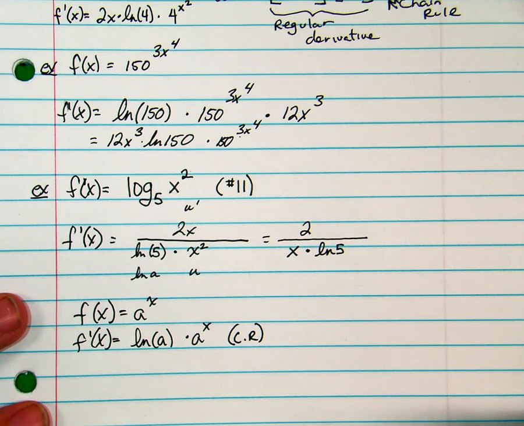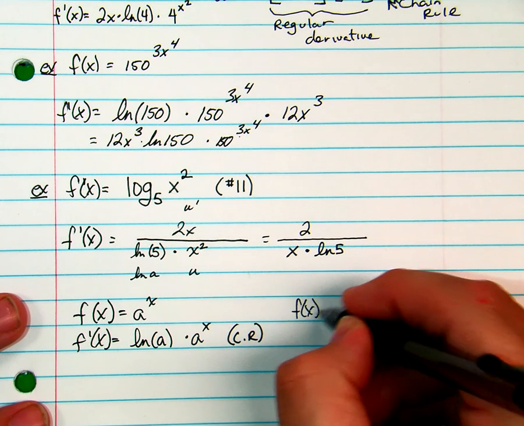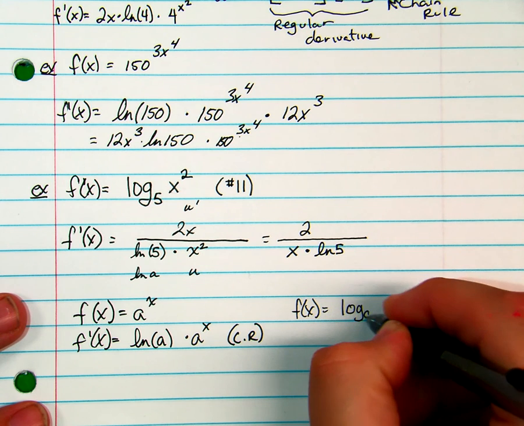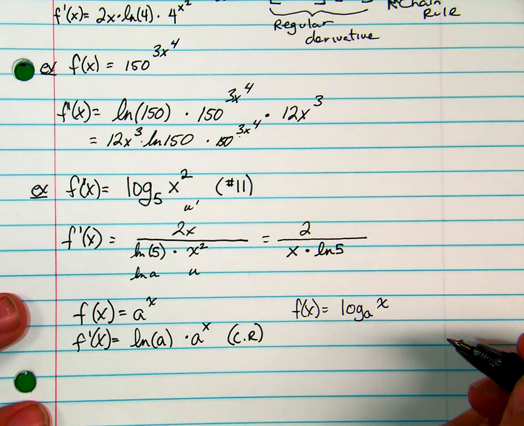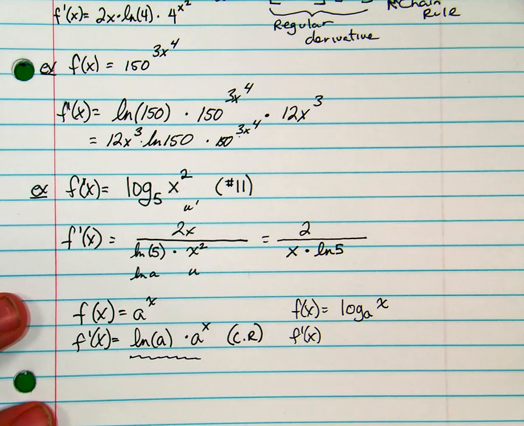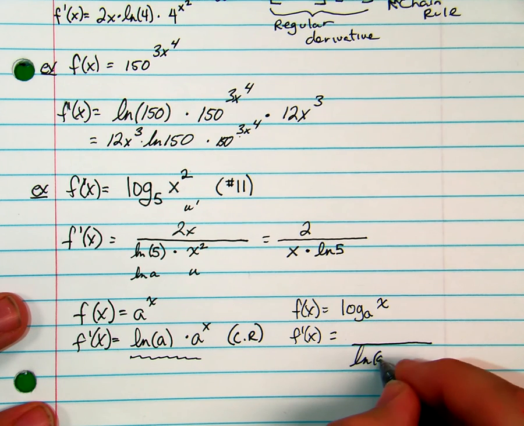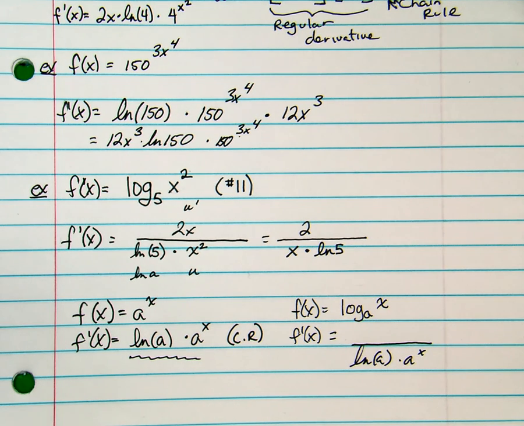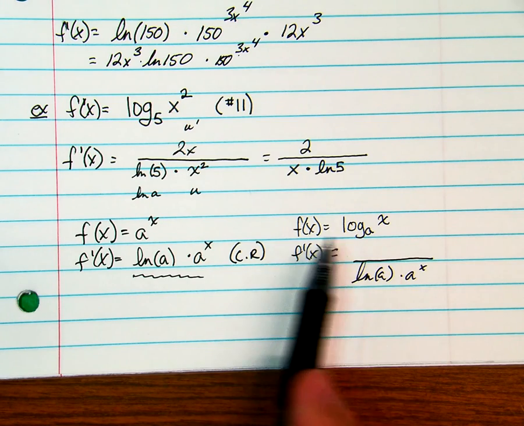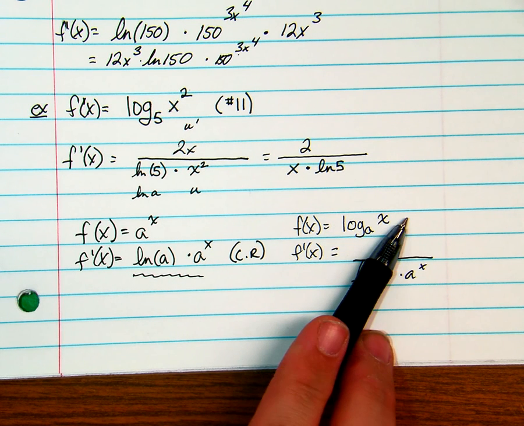Now, if you have f of x equal to log base a of x, f prime of x is going to take this same information and put it in the denominator. I know there's a lot of rules, but if you think about the relationship between a to the x and log base a of x, the derivatives are almost identical to each other. One's just the reciprocal of the other one.